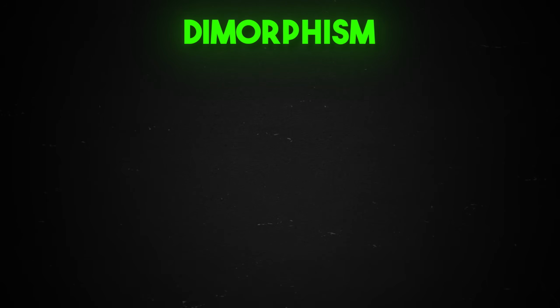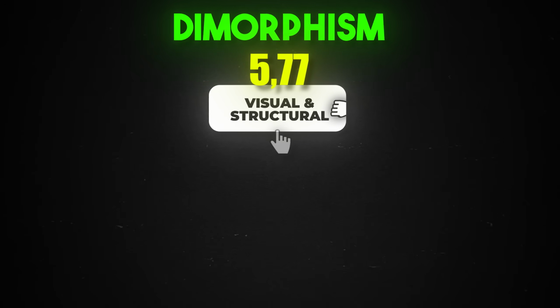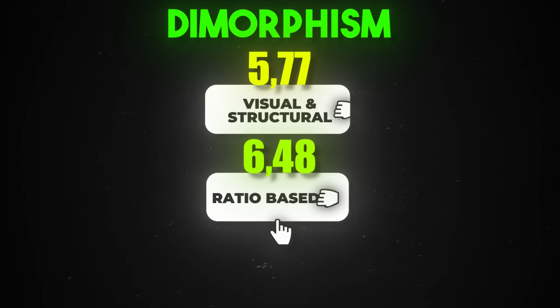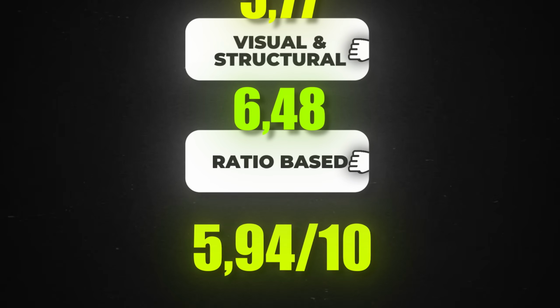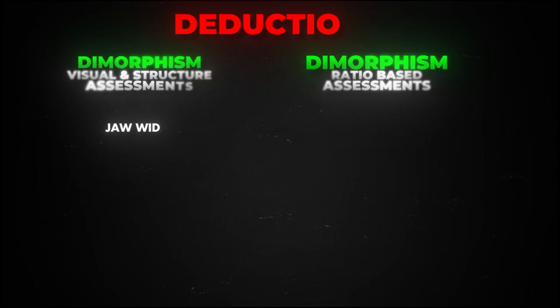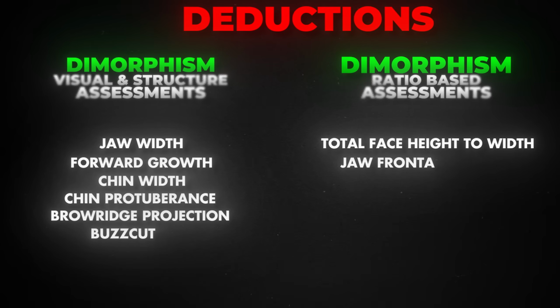In dimorphism, Tom scored 5.77 in the visual and structural assessments and 6.48 in the ratio-based assessments. This gave a combined value for aesthetic dimorphism of 5.94. This is evident as Tom Holland looks boyish, and it doesn't give that strong dimorphic appearance when you look at him. Tom lacks jaw width, chin projection, jaw prominence, and his face shape is too short and wide to be dimorphic.